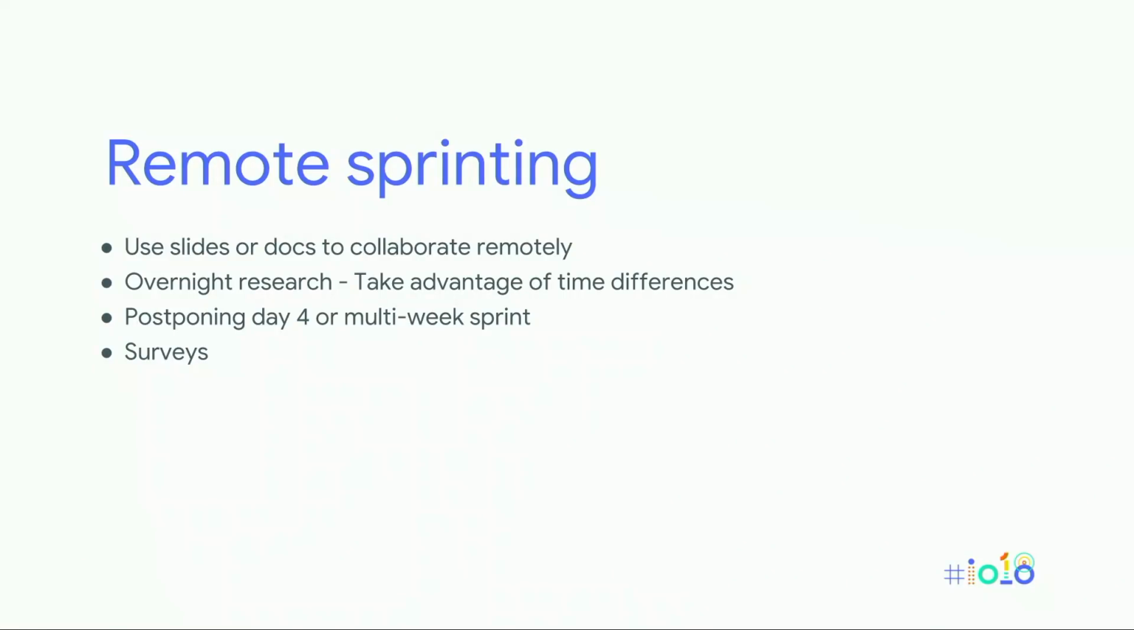So if you can't do this, you might want to consider taking a break. And instead of doing all 5 days of a sprint in one go, do 2 days at a time, break off to some research, come back, and then regroup the next week. So these are some techniques for doing remote sprinting.